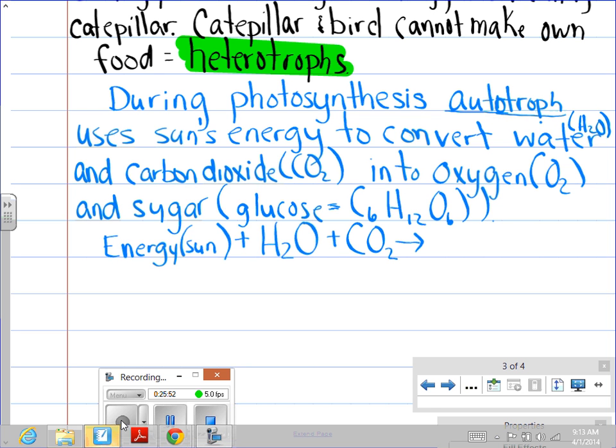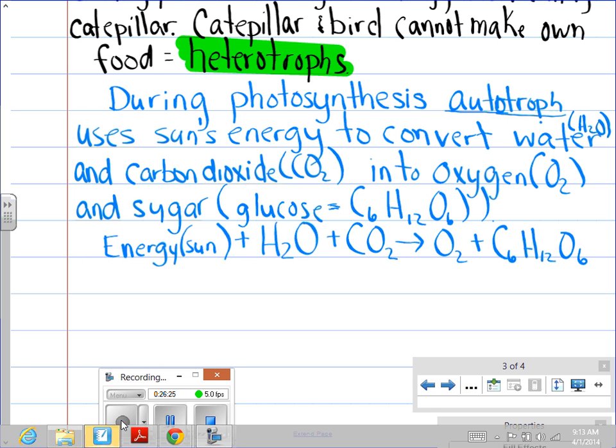What are they releasing? Oxygen, which we showed as O2. And what else are they releasing? Sugar, also known as glucose, which is the chemical formula. I've just taught you 8th grade chemistry. A little bit of it. I did not balance this equation, which means what's on the left is not totally equal to what's on the right.